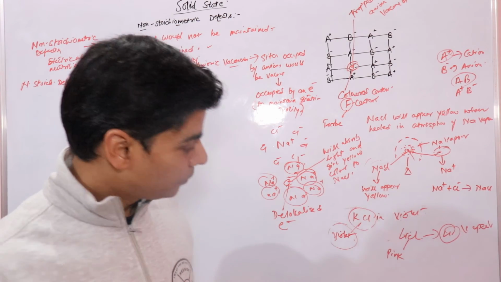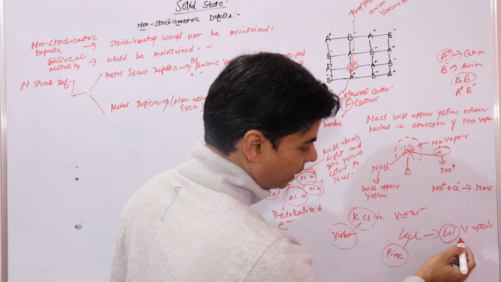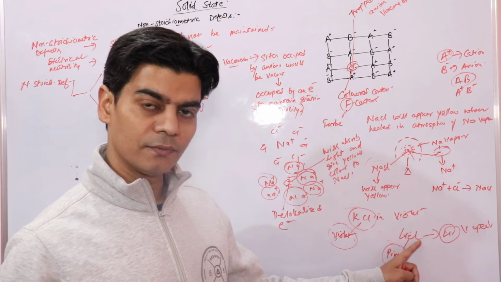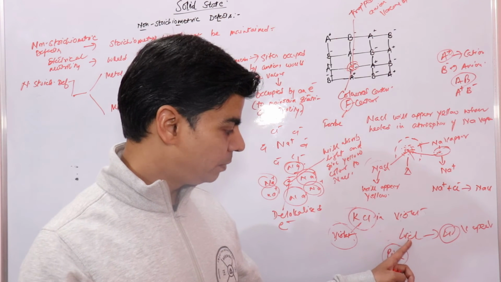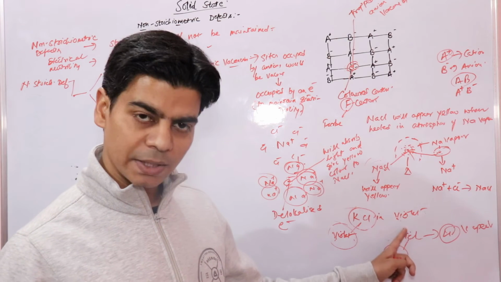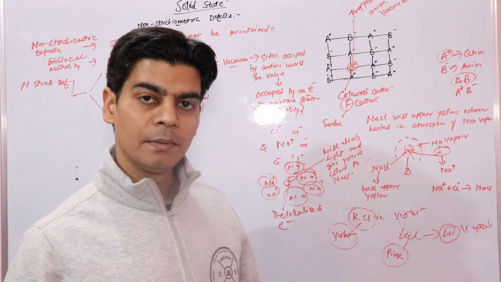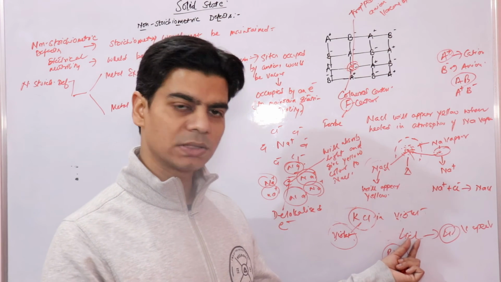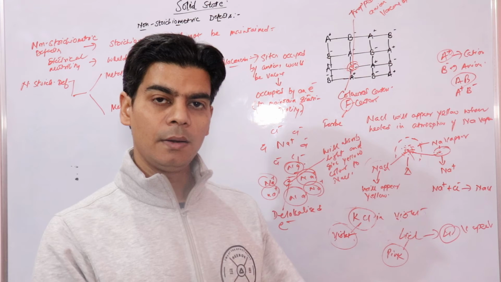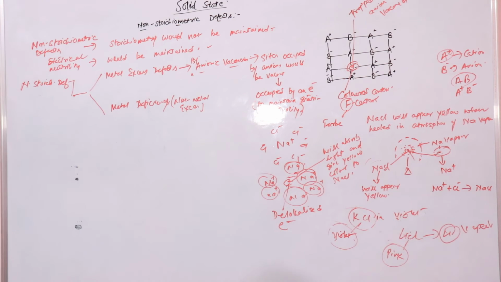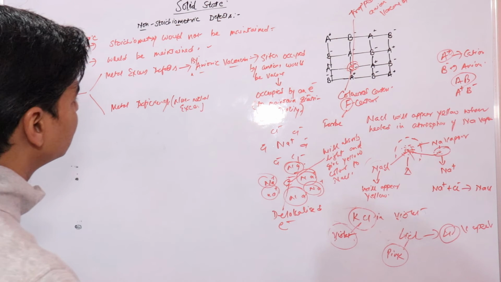Similarly, lithium chloride will appear pink when heated in the vapors of lithium, because one of the chloride ion sites would be occupied by an electron. So now we have excess of lithium ions, due to which it will appear pink. The electron that has occupied the anionic site, which we call the F center, will absorb light and make it appear pink. So this is your metal excess defect that comes under anionic vacancies.